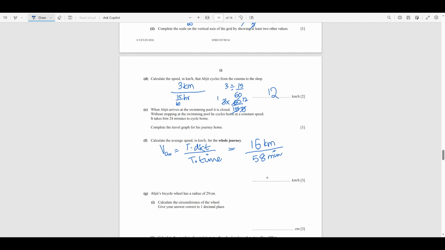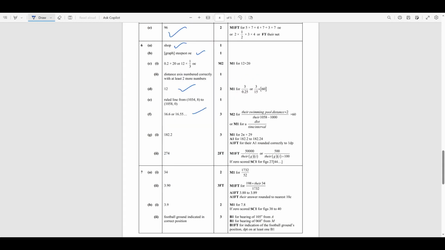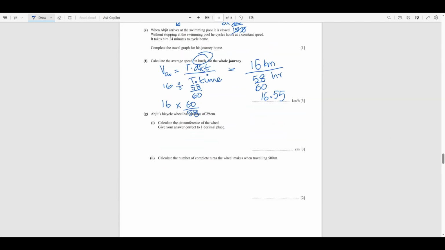Remember, we need the speed in kilometers per hour, so we don't want this 58 to be in minutes. We want this to be in hours. So what we do here is divide by 60, so that my time will be in hours. So 16 divided by 58 over 60 is the same as 16 multiplied by 60 over 58. Let me quickly use a calculator. 16 multiplied by 60 divided by 58 gives me 16.55. So 16.55, right?